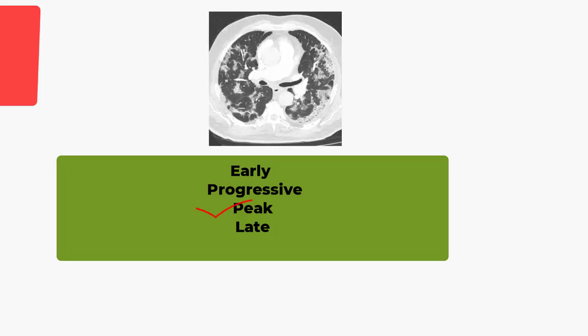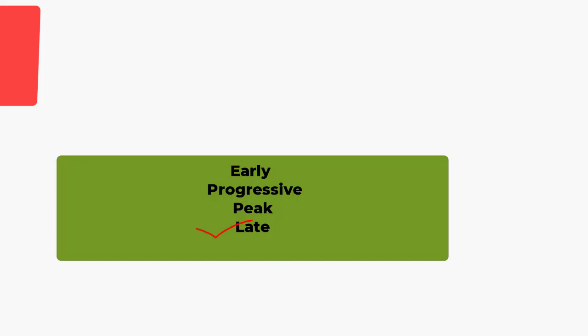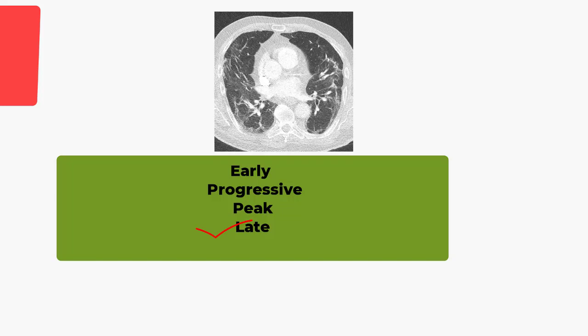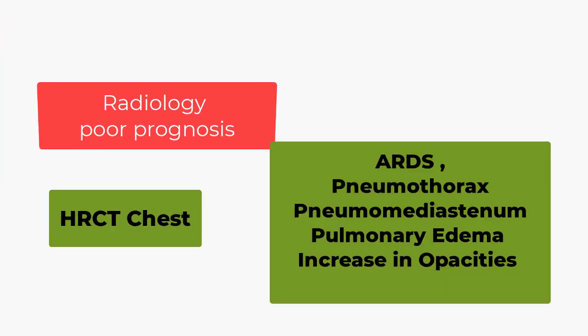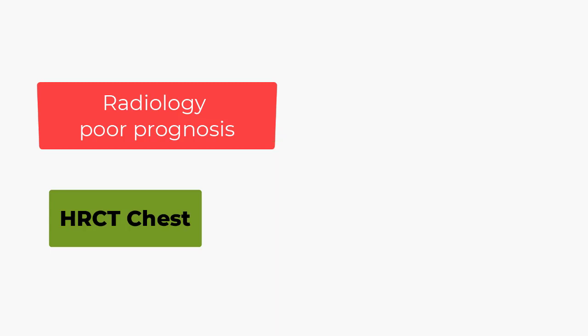In the peak stage, between 9 to 13 days, we get multiple areas of consolidation. In the absorption phase, more than 14 days, parenchymal bands, honeycombing or bronchial dilatations, and persistent opacities in the late phase are seen in those stuck on oxygen. Pneumothorax, pneumomediastinum, pulmonary edema, new infiltrates, or extensive involvement of multiple lobes as given by a CT severity score of more than 15/25 indicate worse prognosis.